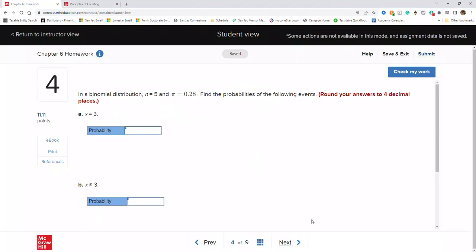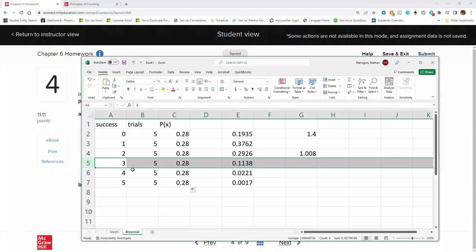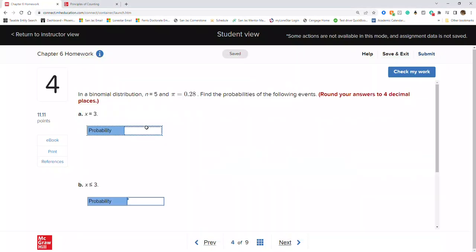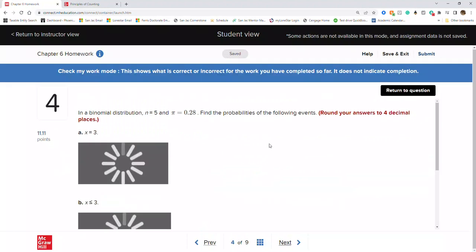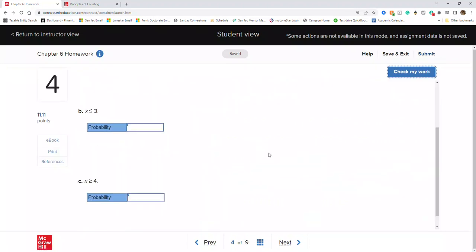The first question was if x equals 3. That would be 0.1138. Check. We are still good. Next one says x is less than or equal to 3.